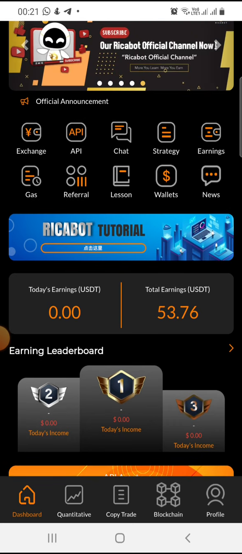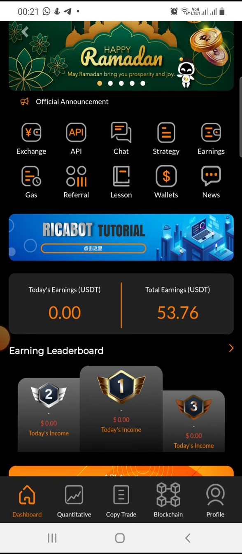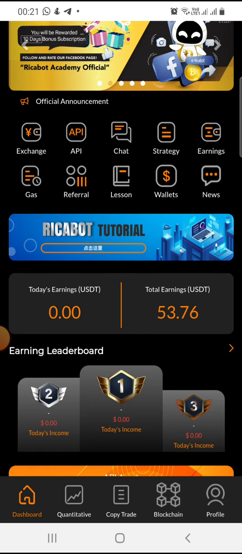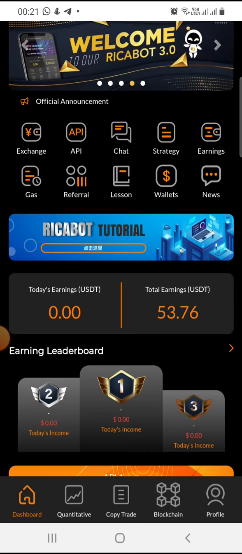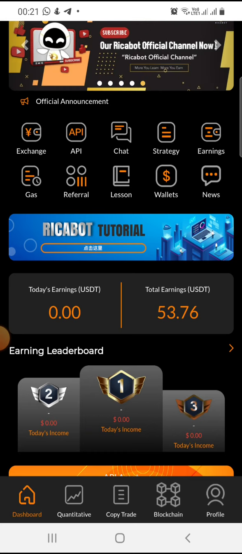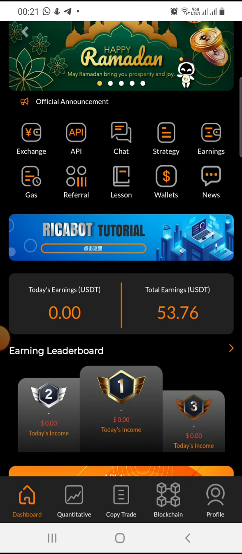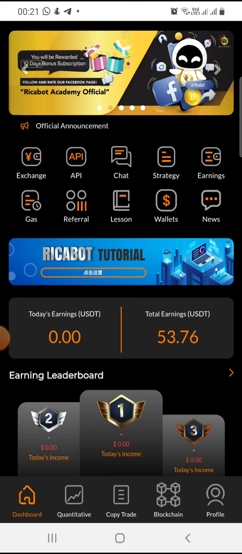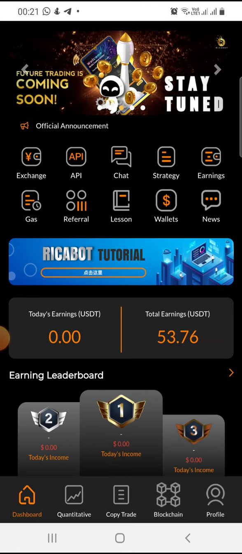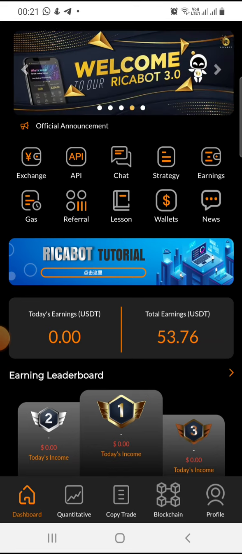and how we calculate the profit, and how we do trades with Ricabot. In fully automatic mode, you have nothing to do. You just patiently wait and see the market and how the bot is working, and learn from it. It will be very helpful for you when you are doing manual trading. It will be very helpful to you.